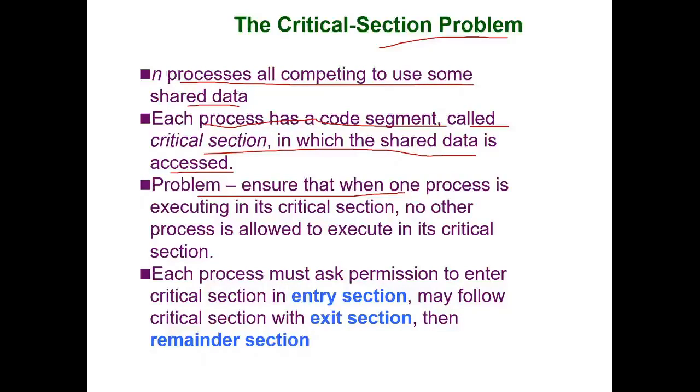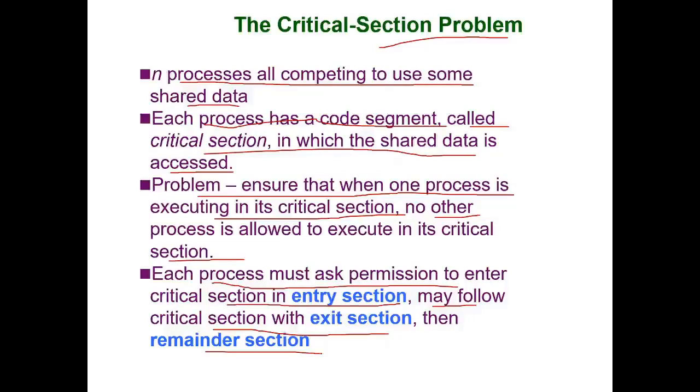Problem: ensure that when one process is executing in its critical section, no other process is allowed to execute in its critical section. So how can this problem be solved? When one process is executing the critical section of the code, no other process should interrupt in between. Each process must ask permission to enter the critical section in the entry section. It may follow the critical section with an exit section and then the remainder section.